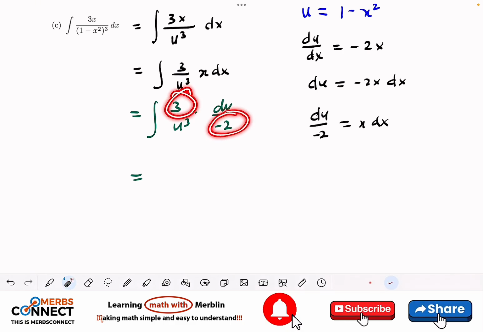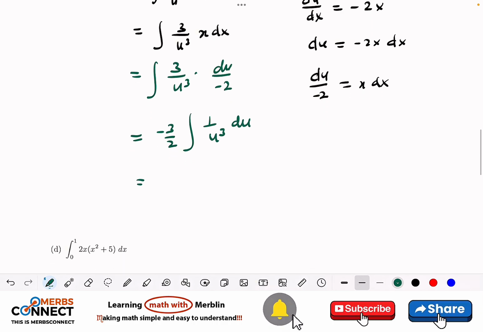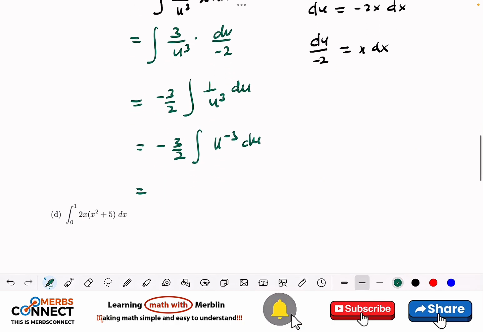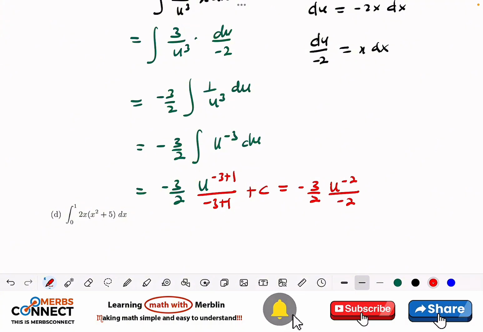So I can factor 3 and minus 2 out. So minus 3 on 2, 1 over u to the power 3 du. And this is going to give us minus 3 on 2. So let's do the integration. Okay, let's simplify first. So we can simplify this one as u to the power minus 3 du. And this is going to give us minus 3 over 2. Then this is u to the power minus 3 plus 1 divided by minus 3 plus 1 plus c. So this should give us minus 3 over 2 u to the power negative 2 divided by negative 2, right?